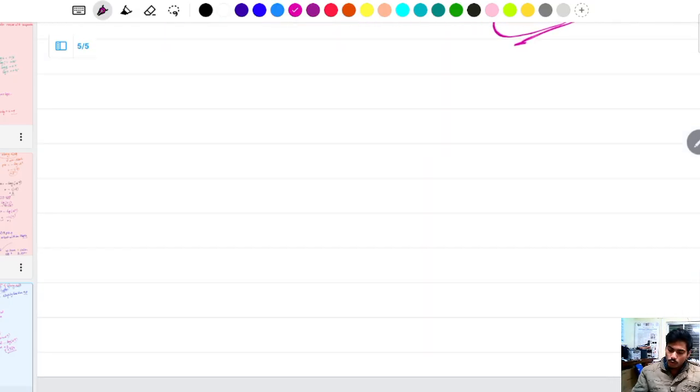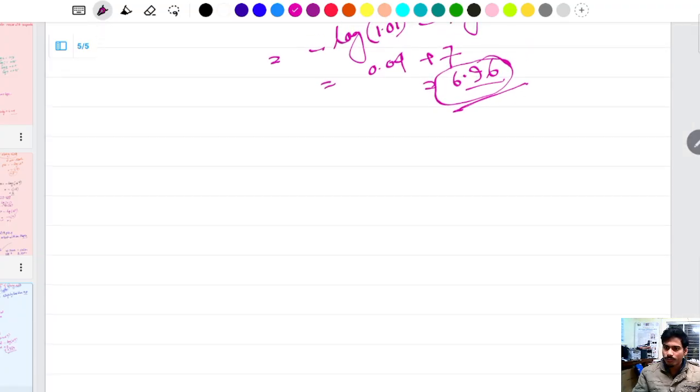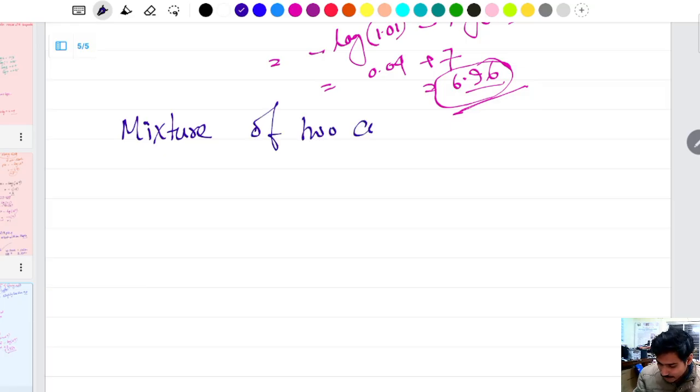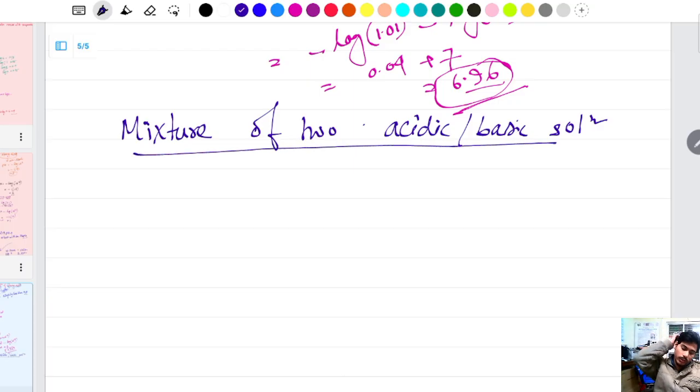Now let's talk about another very important question: a mixture of two acidic or basic solutions. What will be the condition? A mixture of two acid or basic solutions. Let's think about equal volumes of the two solutions.